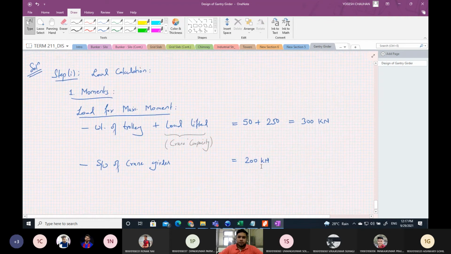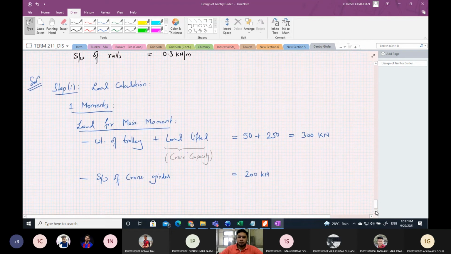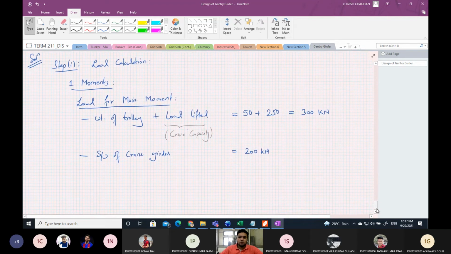Now we place this load such that we get the maximum bending moment. We get the maximum reaction at the ends of the crane girder, from which we can find the maximum bending moment on the gantry girder.